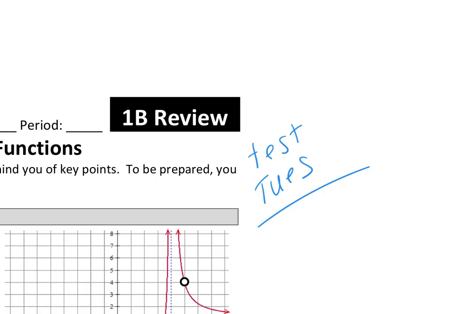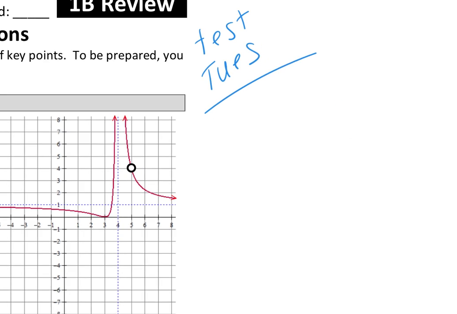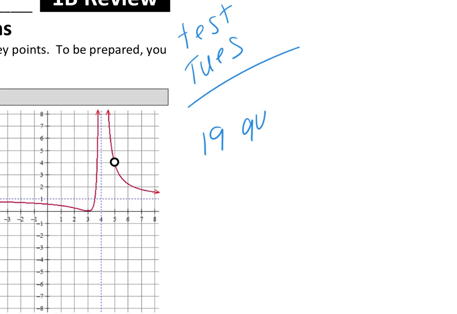It is 19 questions. It's probably about half and half, multiple choice and open-ended. So an open-ended question could appear something like this first one on here, where you get given a graph and it asks you questions about it.